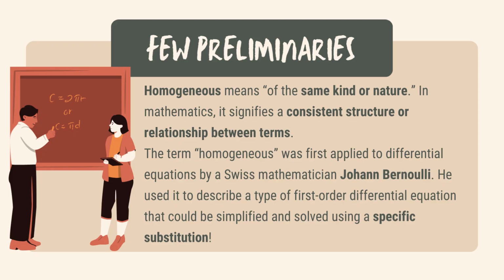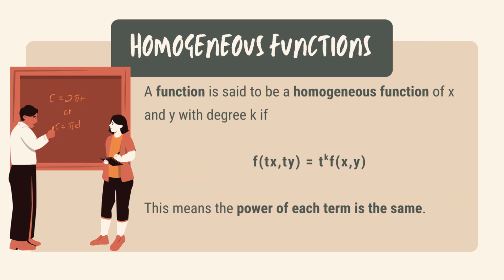Okay, so you must be wondering where the word homogeneous comes from. Homogeneous means of the same kind or nature. In mathematics, it signifies a consistent structure or relationship between terms. The term homogeneous was first applied to differential equations by a Swiss mathematician, Johann Bernoulli. He used it to describe a type of first order differential equation that could be simplified and solved using a specific substitution.